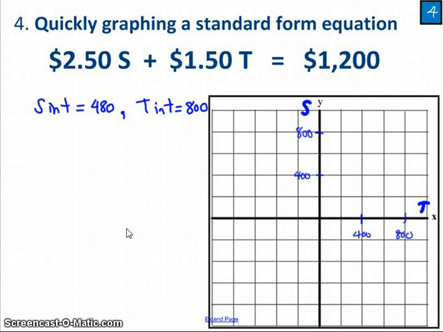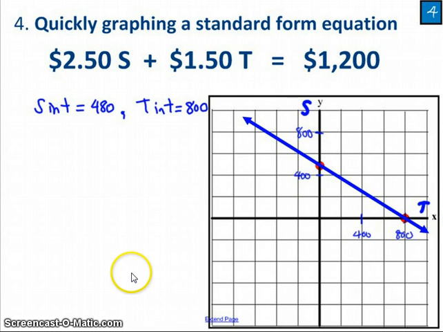Now I'm ready to plot each of those intercepts. Here's where the s-intercept goes. Roughly speaking, that's about 480. There's where the t-intercept goes. And now all that's left is to draw a line through them, and I'm done. That is the graph for this equation.